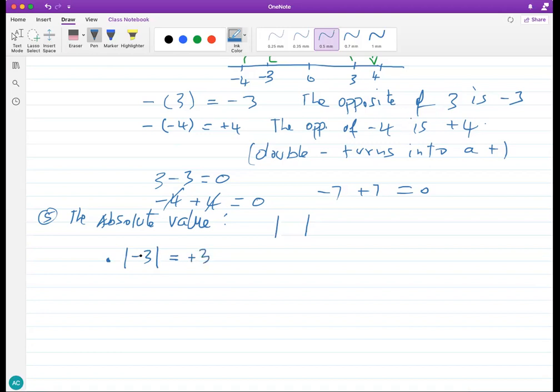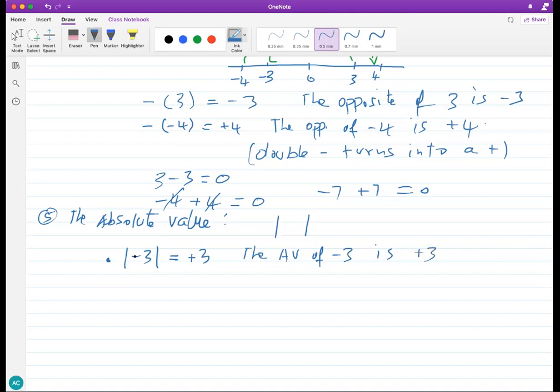Okay, so basically the absolute value makes the number positive. It just gets rid of the negative sign. So we say the absolute value of what's inside, -3, is +3 or just 3.